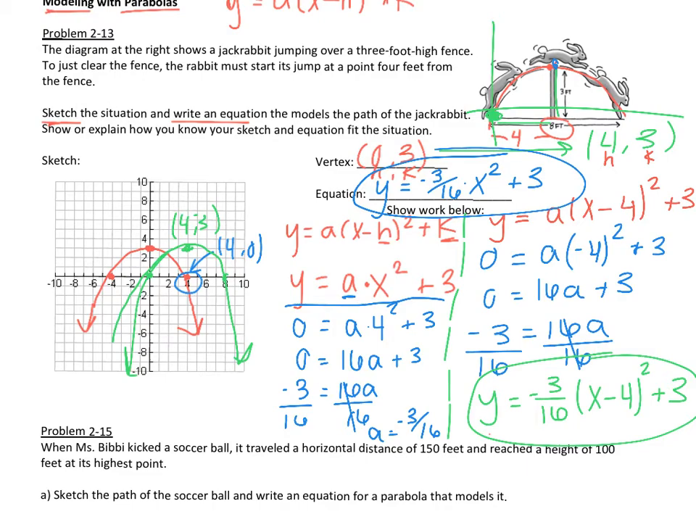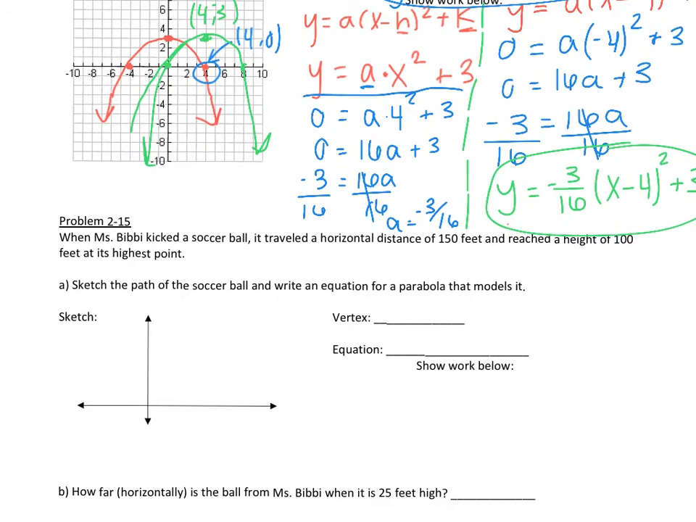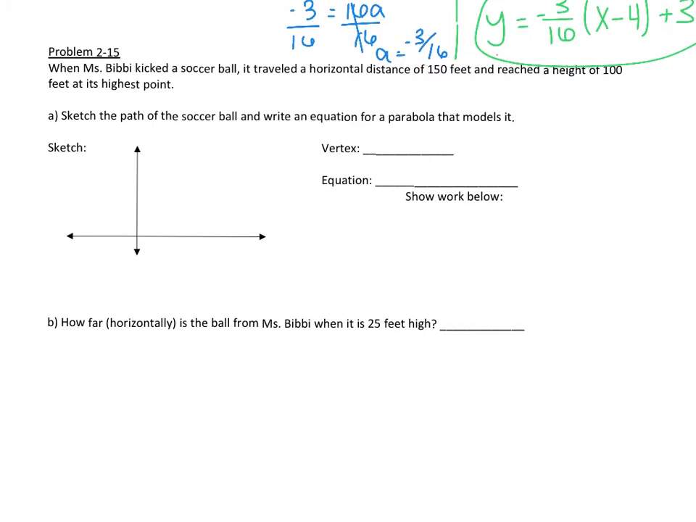Okay, so now that you've seen one full example and in 2 different ways, let's do another one to just get that practice and just solidify our understanding of this. Okay, so we've got another one. So Miss BB kicked a soccer ball. It traveled a horizontal distance of 150 feet total. So that means it went that way, 150 feet. And it reached a height of 100 feet at its highest point. So sketch the path of the ball and write the equation for the parabola that models the ball.